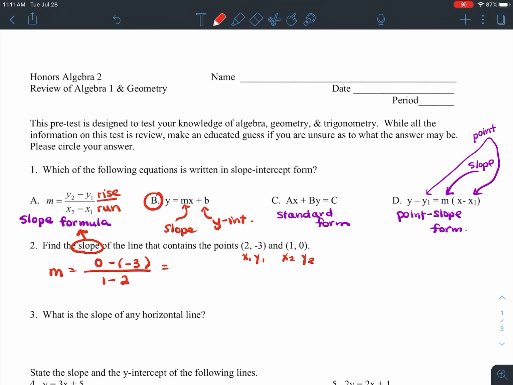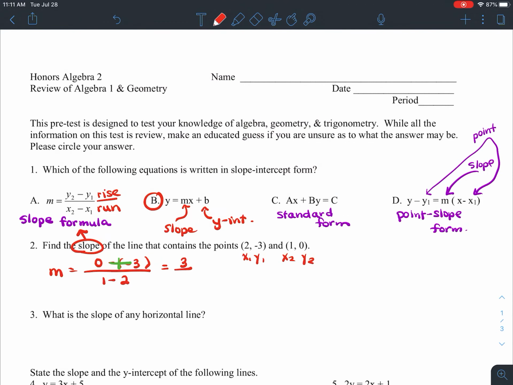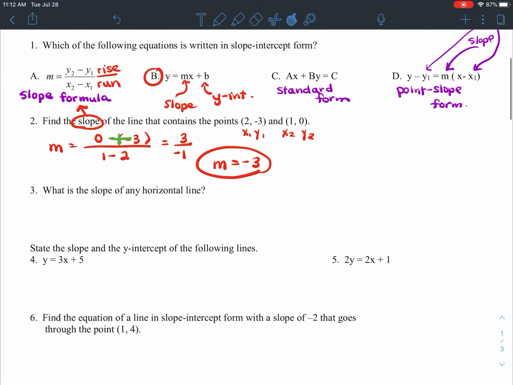However, whatever order you choose to go with for the y's, you must choose that exact same order for the x's. Okay, looks like for this we're going to get 3 over -1, so we're going to say the slope is -3.